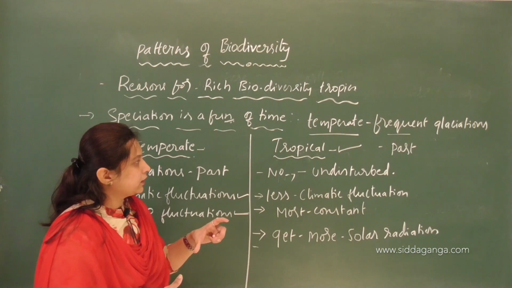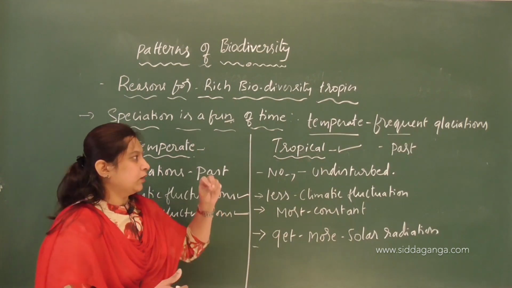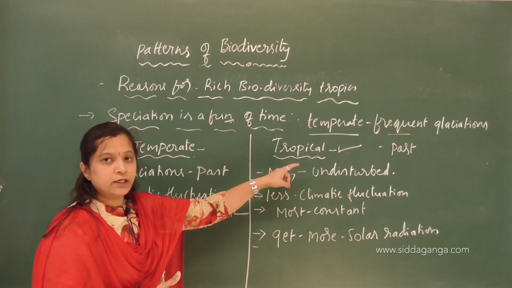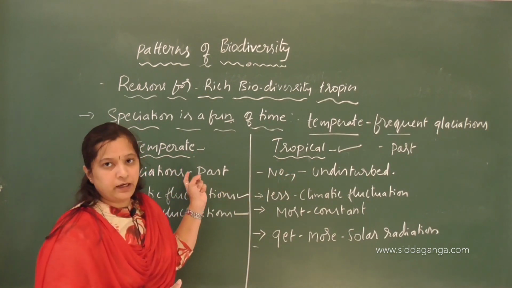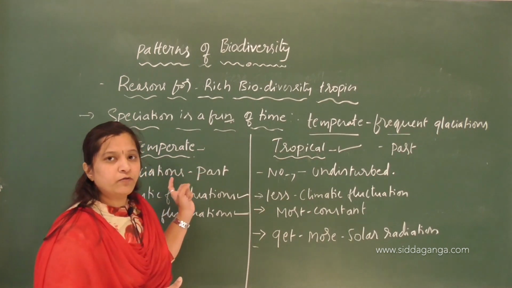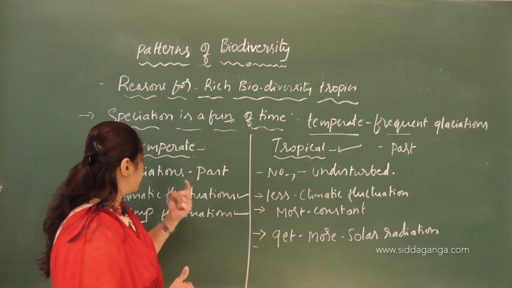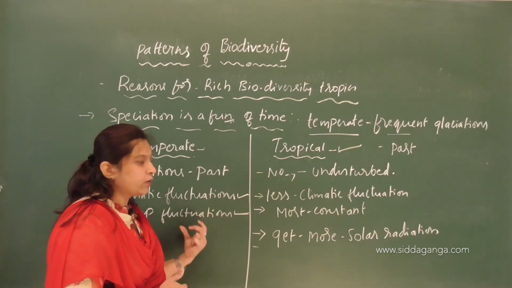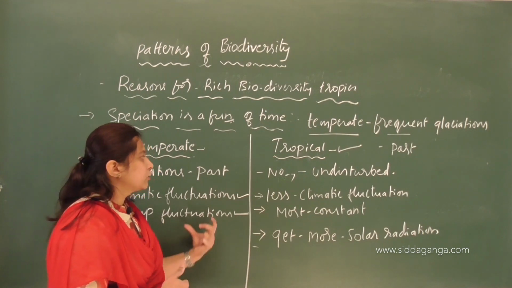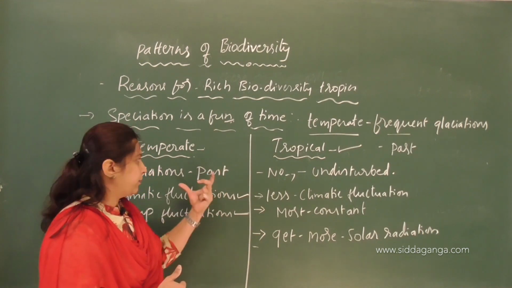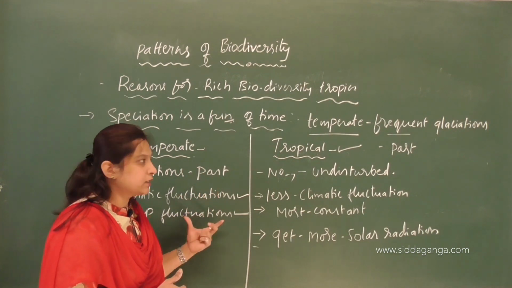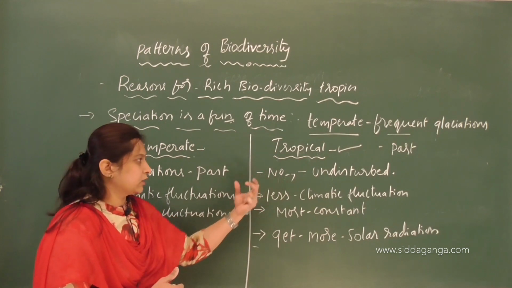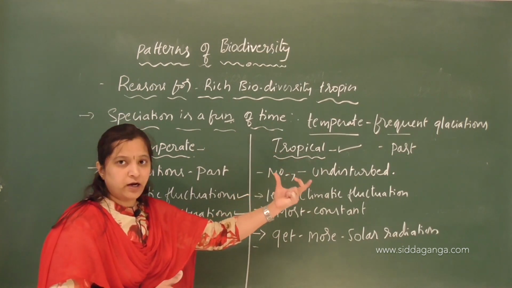So all these are the causes for the richest biodiversity in tropical areas when compared to the temperate areas. Due to the frequent glaciations in the past, climatic fluctuations, temperature fluctuations, and less availability of solar radiation, the number of species present in temperate areas is less when compared to the tropical areas, which were not subjected to that glaciation.